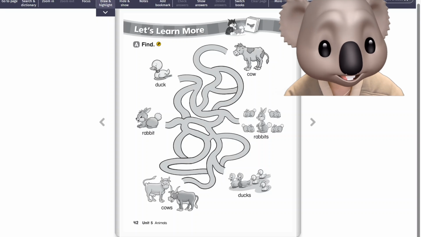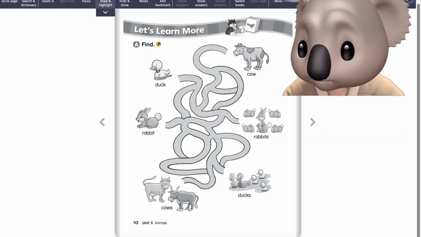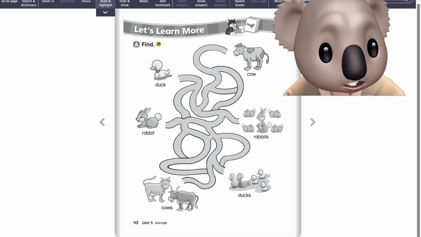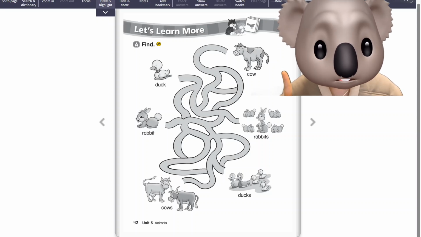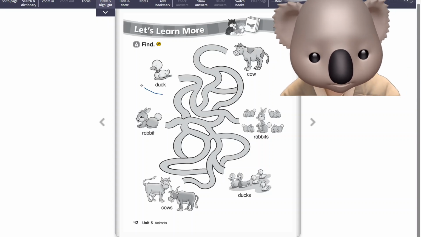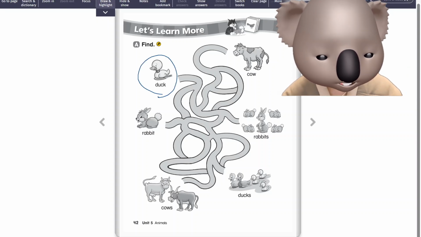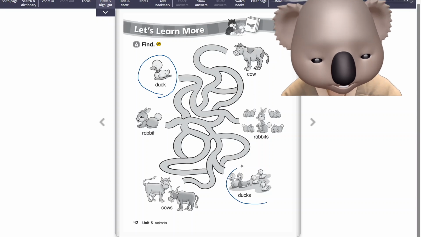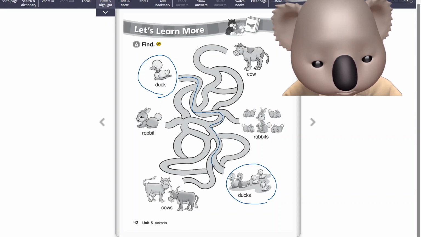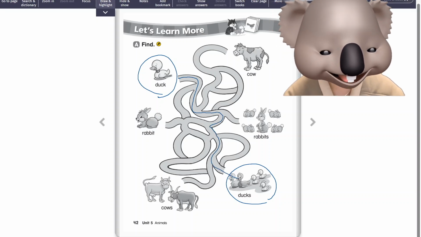On page 42, the directions say to find. 찾아야 돼요. Let's start with the duck. 한 마리를 여러 마리로 연결하자. So, if we start with the duck here, we need to match it to the ducks here. We'll start here. We'll go here. Ooh, we're there. Good job.